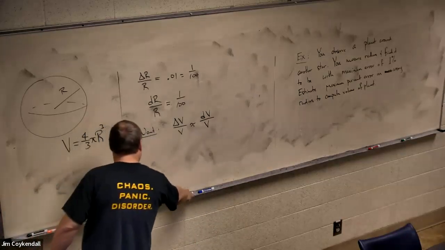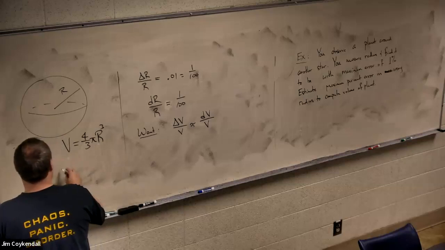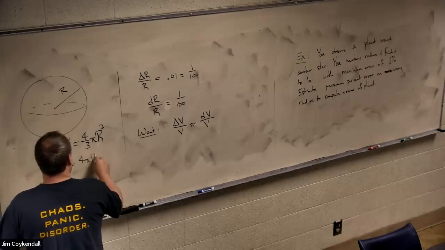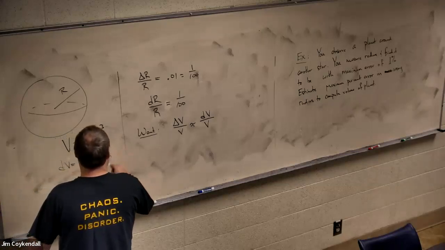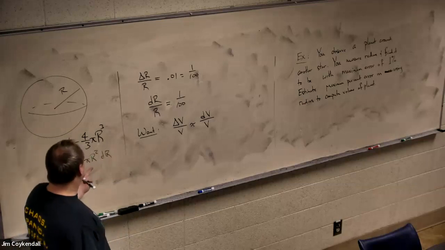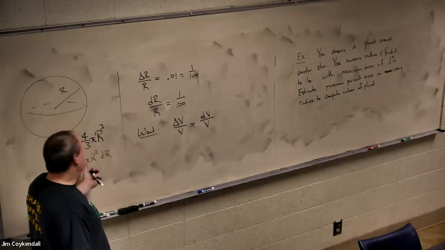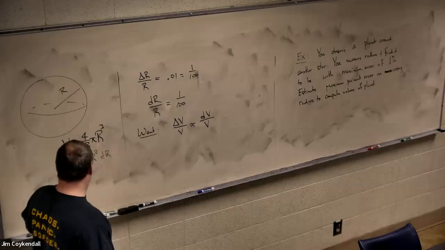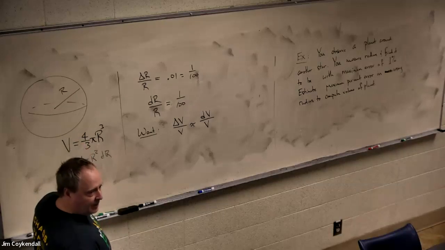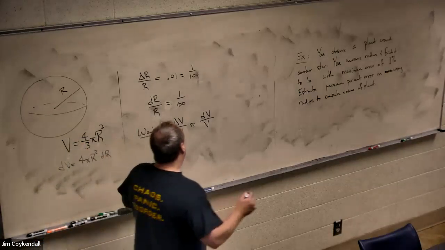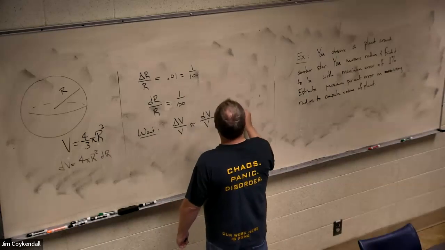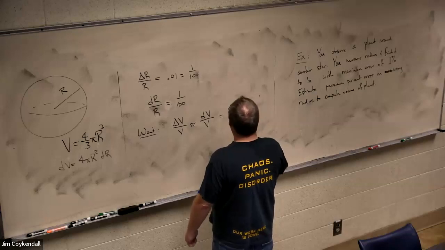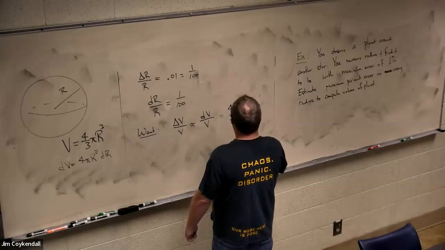And here, everybody remember that? This is just like doing a U substitution, right? Like U substitute, dV is this dr. Any question where that comes from? So this, in this case, is 4 pi r squared dr over the volume, which is 4/3 pi r cubed.